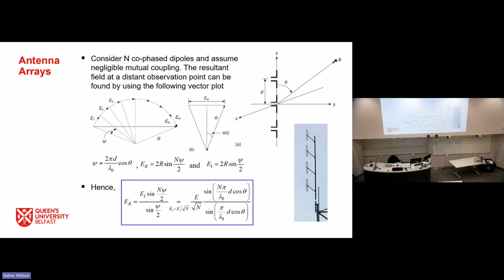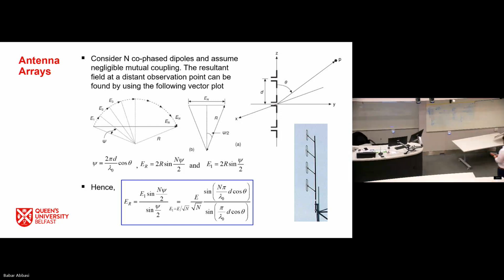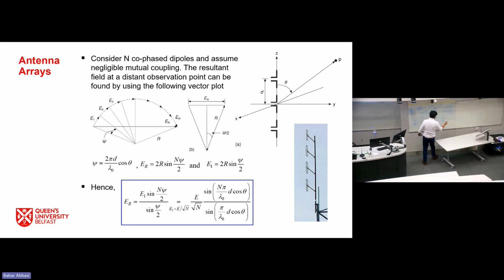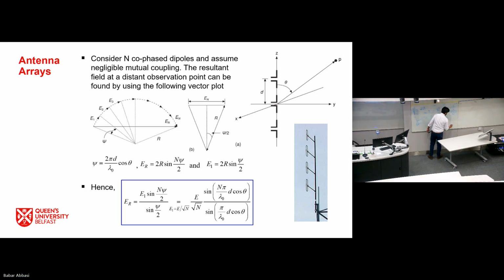But if there is a phase difference, then it means I'm exciting my first element with a 0-degree phase signal, then the same frequency signal but with a phase difference, and then 2 phi, and then 3 phi. Okay, so if I have multiple antennas, I'm exciting them equally, and at the same time, then they will all radiate equally in this direction.